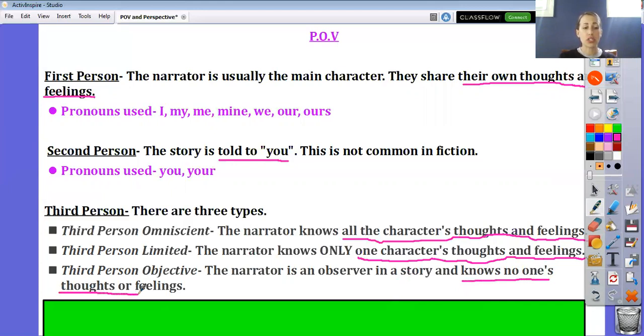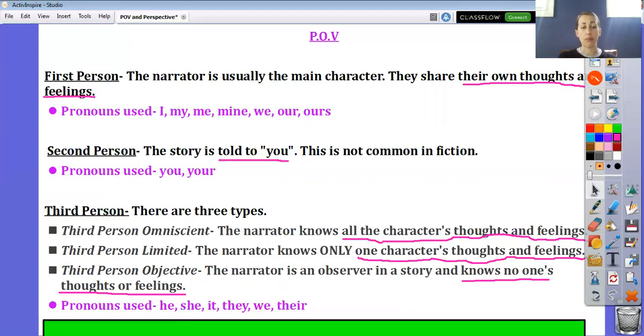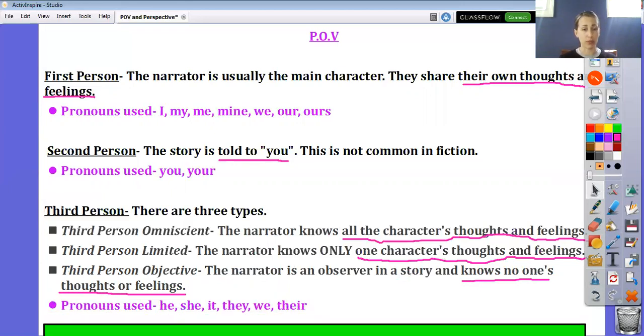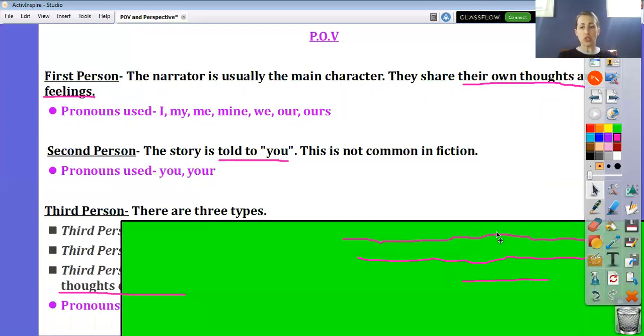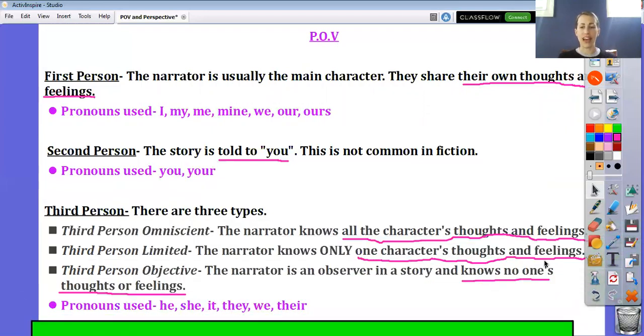Every third person story, no matter which type, is always told by a narrator. That narrator is sometimes somebody outside of the story. The narrator also could be a character. So with third person pronouns, no matter what type of third person, you'll see words like he, she, it, they, we, and their.